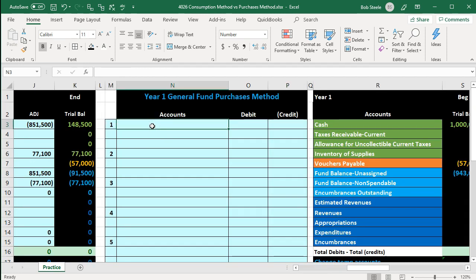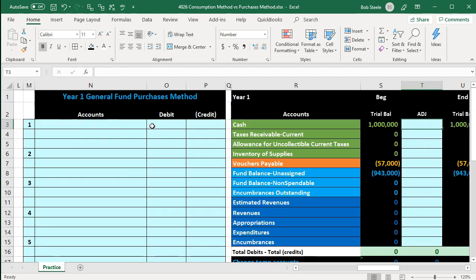Now we're going to move over to column N, and we're going to do the same thing, but now we're going to use the purchases method. We want to end up in the same place, but we're going to use a different method to get there. So we're going to start off with the same type of process.